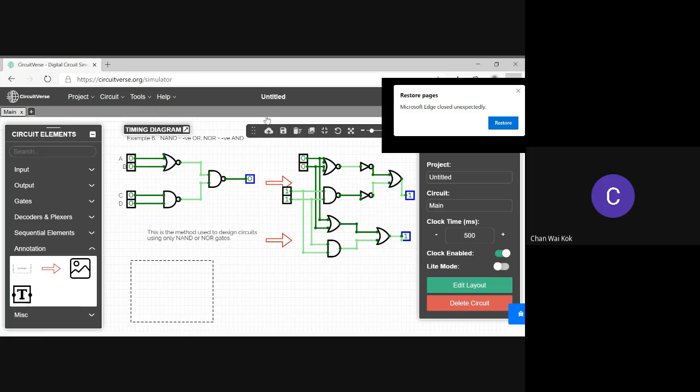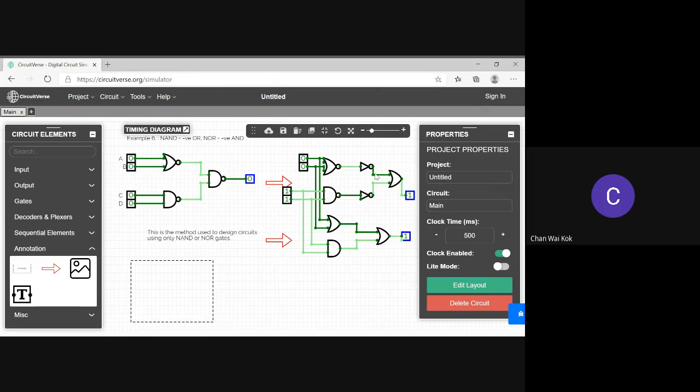So I need to save it. How do I save it? Must log in. How do I save it? Okay, never mind. Don't need to save. Okay, so far, any questions? Any questions? No? Okay, so this is how you use De Morgan's theorem.